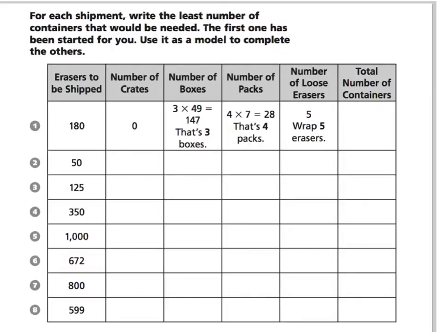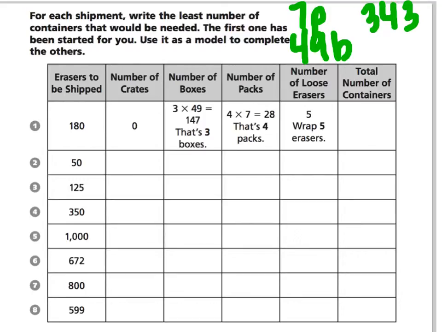So I know that each pack has 7. I know that each box has 49. And I know that each crate has 343. So for each shipment, write the least number of containers that would be needed. The first one's been started for you, and then we're going to use it as a model to complete the other ones. The main thing that you want to remember for completing this is that you're going to use division and multiplication a lot. So look at how many erasers there are.